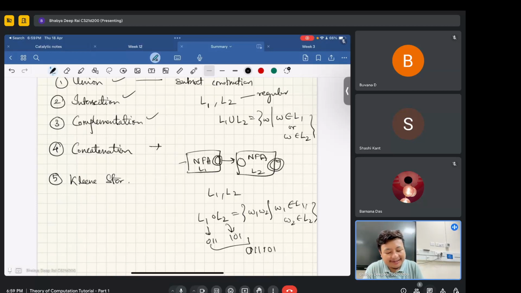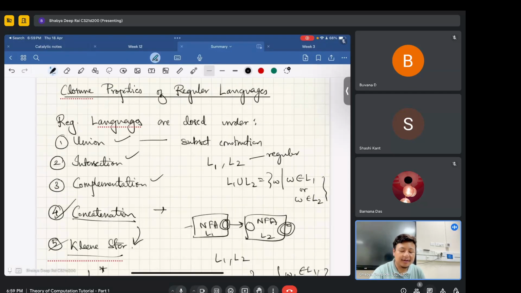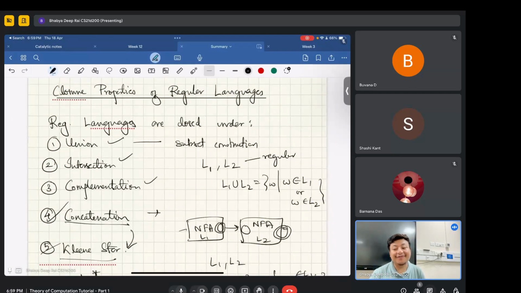And Kleene star, we already saw what sigma star is. We do this concatenation process several times, and from the same proof you'll get Kleene star also. So under Kleene star also, it's this L1 star, you keep concatenating with itself. By doing this for itself you get Kleene star. Regular languages are closed under these four things.